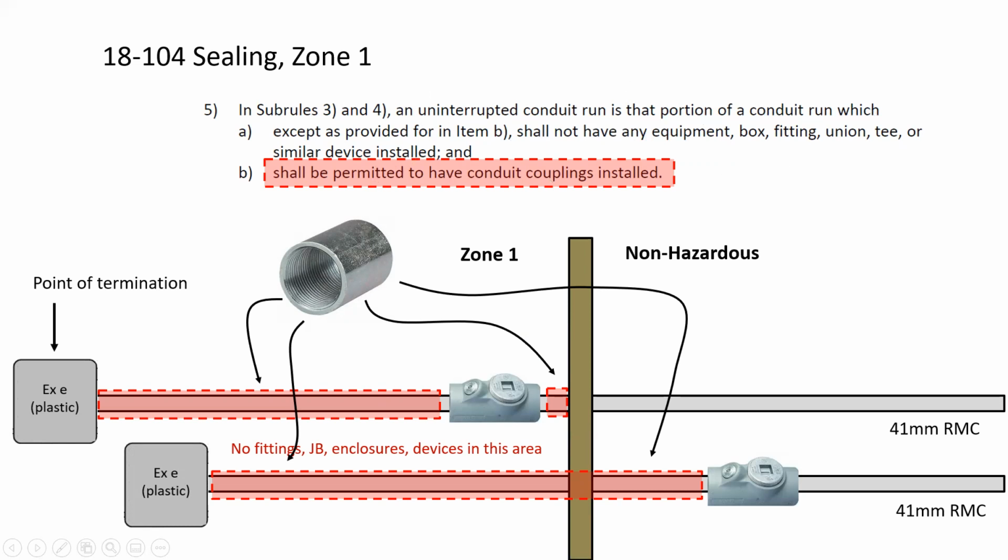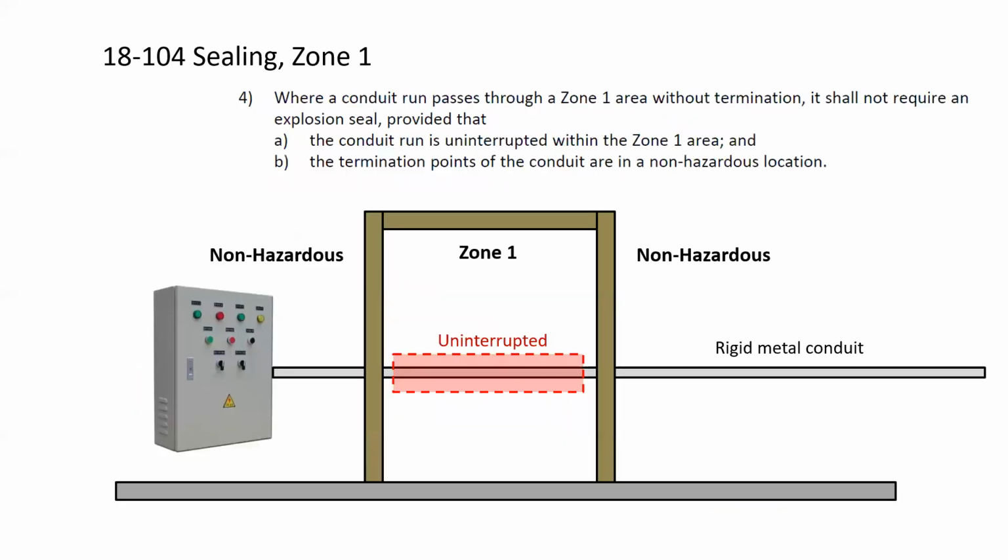So what subrule 5 essentially is saying is that you can't have anything in the conduit except for couplings. Man, they should have hired me to write that rule. Good grief.